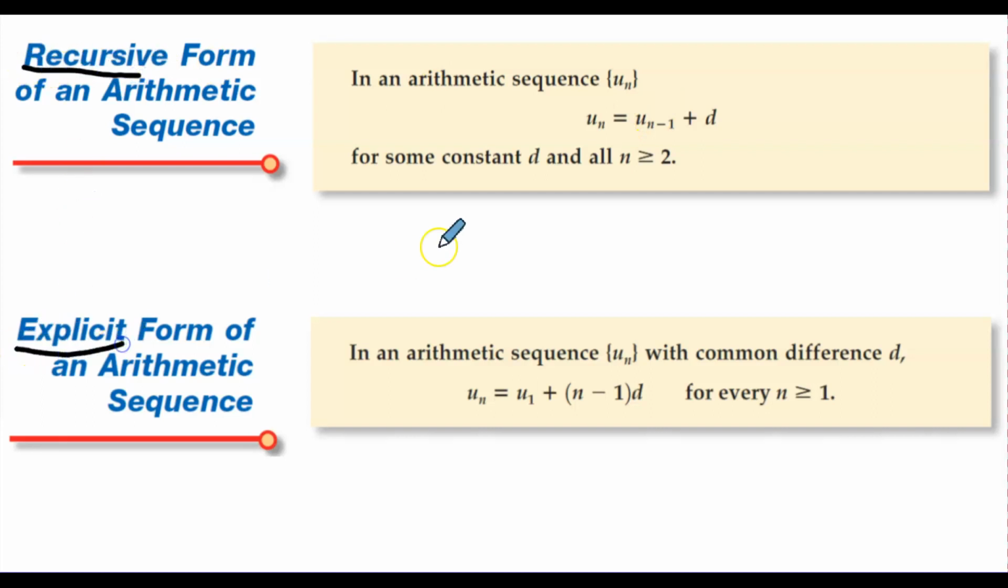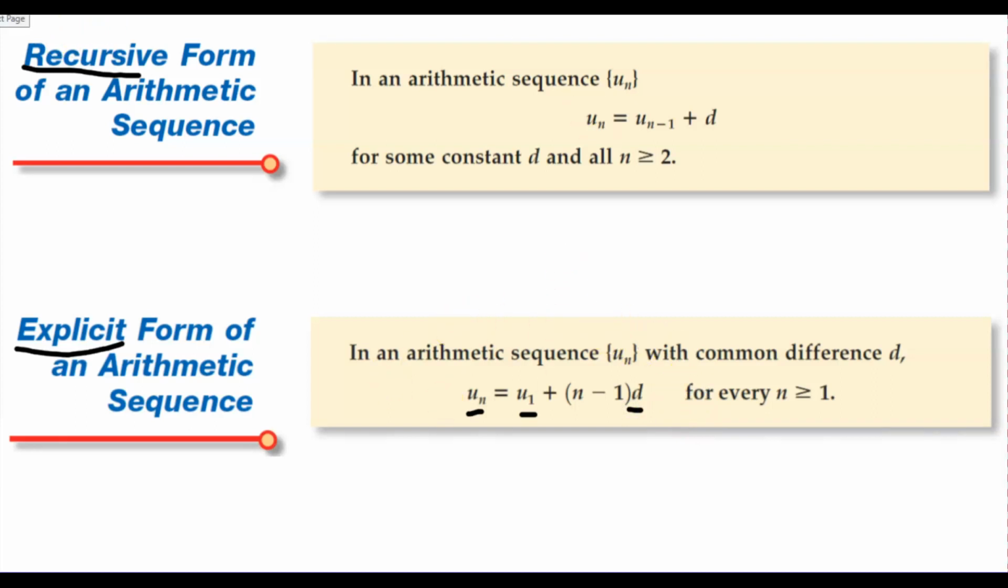and the explicit form. Remember, this is what the recursive form looks like. The only issue with that is that in order to find the fifth term, you have to know the fourth term, and in order to find the 160th term, you have to know the 159th term. So that gets to be a little bit cumbersome. The explicit form allows you to find any term as long as you know the first term and the common difference. So just a quick review on those two different types of forms.